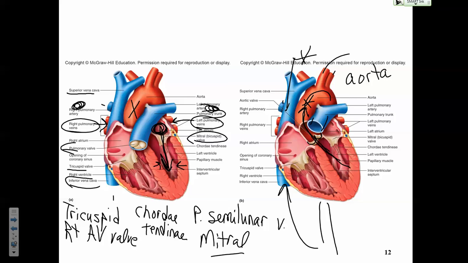you'll be able to answer several questions on the test. For example, where is the blood coming from when it enters the left atrium?